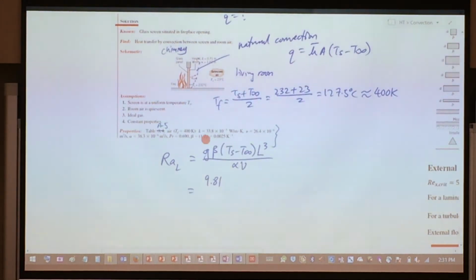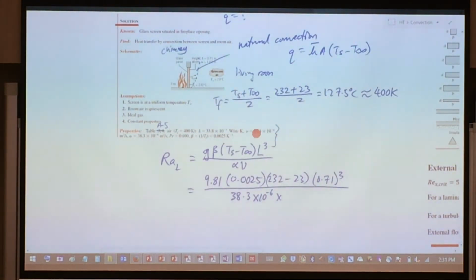And beta, we have kind of solved it over here. That's 1 over your film temperature. So I'm going to copy it down, 0.0025. And the temperature, 232 minus 23. And the length over here, 0.71 cubed, divided by alpha, which is picked up from your property table. That's 38.3 times 10 to the power minus 6. Multiplied by your kinematic viscosity, which is also picked up from your property table, 26.4 times 10 to the power minus 6.